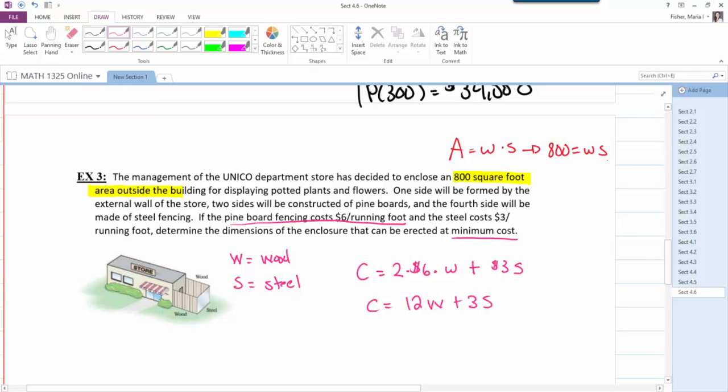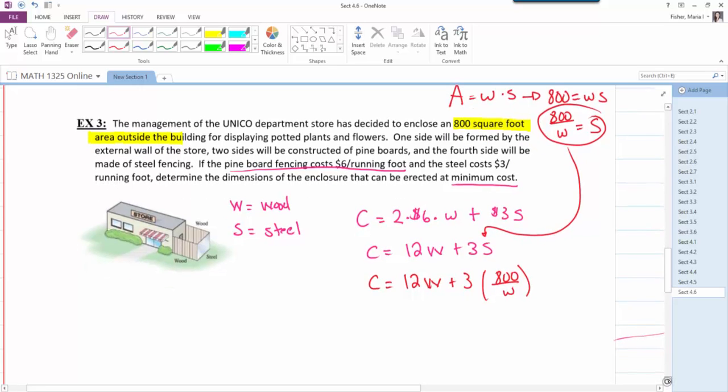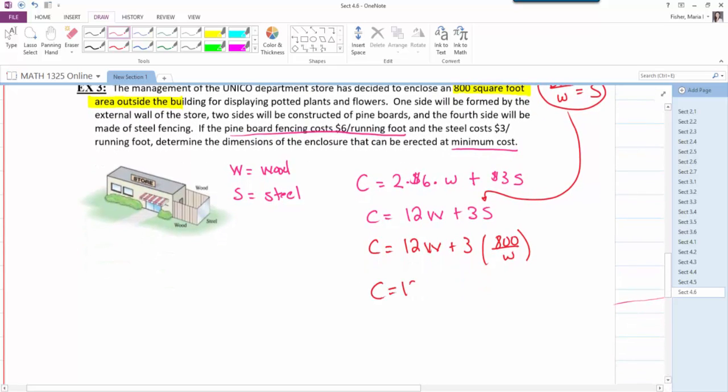So I'm either going to solve for W or S. In this case, I'm going to go ahead and solve for S. So if I divide both sides by W, 800 over W is equal to S. And then I would take this and substitute it in place of my S in my cost function. Therefore, I get that C is equal to 12W plus 3 times 800 over W. If I distribute and rewrite this, I get that C is equal to 12W plus 2400 W to the negative first power.